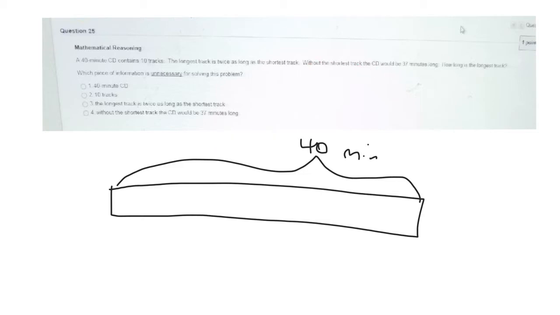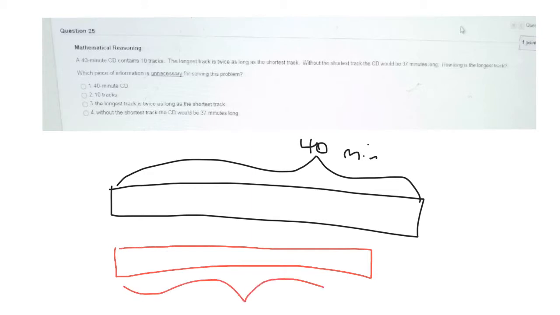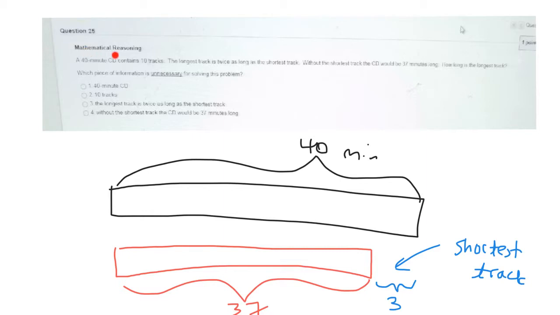Without the shortest track, the CD would be 37 minutes long. So we're going to model a CD only without the shortest track. And this one happens to be 37 minutes long, right? Now, immediately, we can see that there is this 3-minute disparity. And you know what that means? That's how long the shortest track must have been, right? The shortest track must have been 3 minutes long, because according to this information, if you have the longest track and then you take out the shortest track, you go from 40 minutes to 37 minutes.